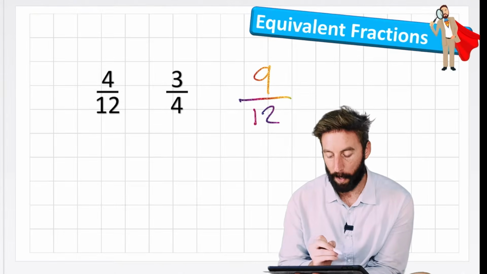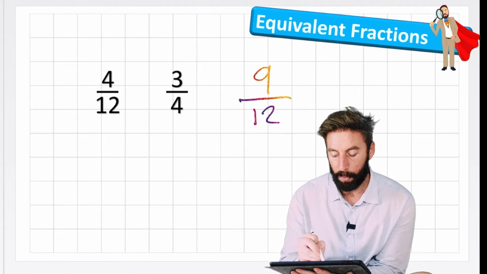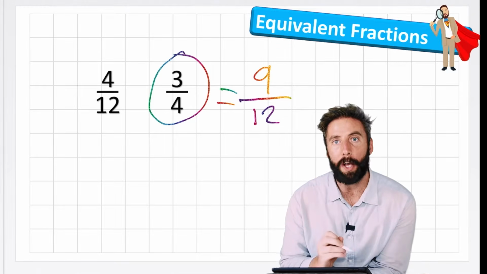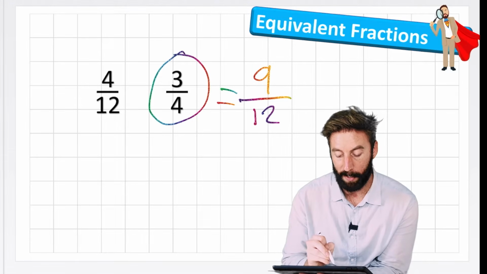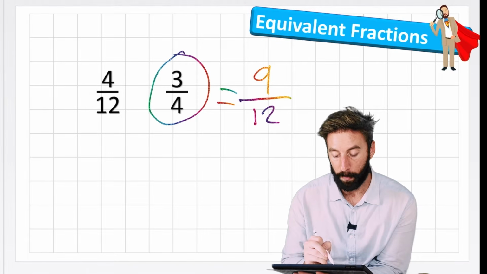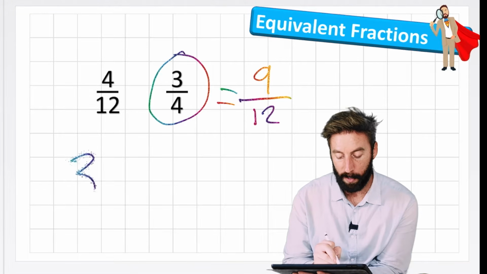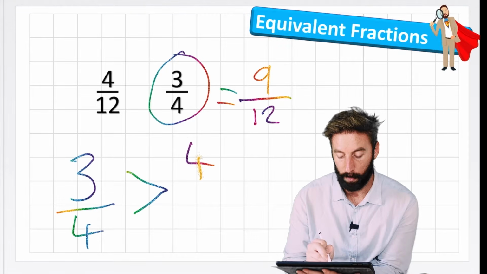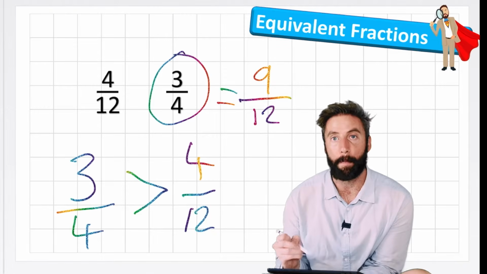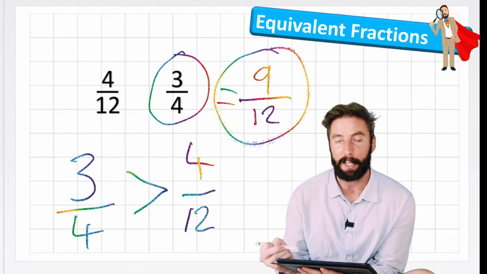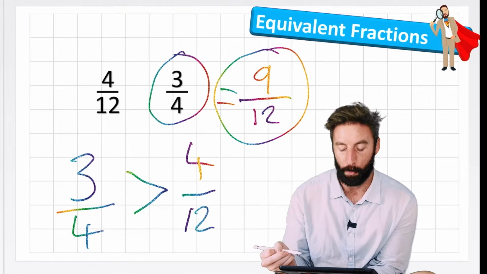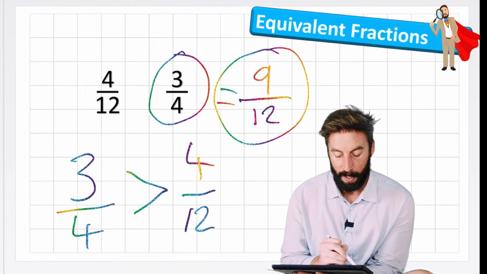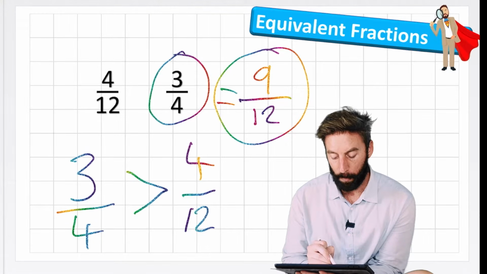So let's go back to the question. We now know that 3/4 is the same as 9/12. But the question said which one is greater, 4/12 or 3/4. So I'm going to write it like this: 3/4 is greater than 4/12. I'm not going to put my 9/12 because that's the equivalent fraction we made up to help us. I'm using the two fractions that we started with. And now I've just used a funny little symbol, this one here.